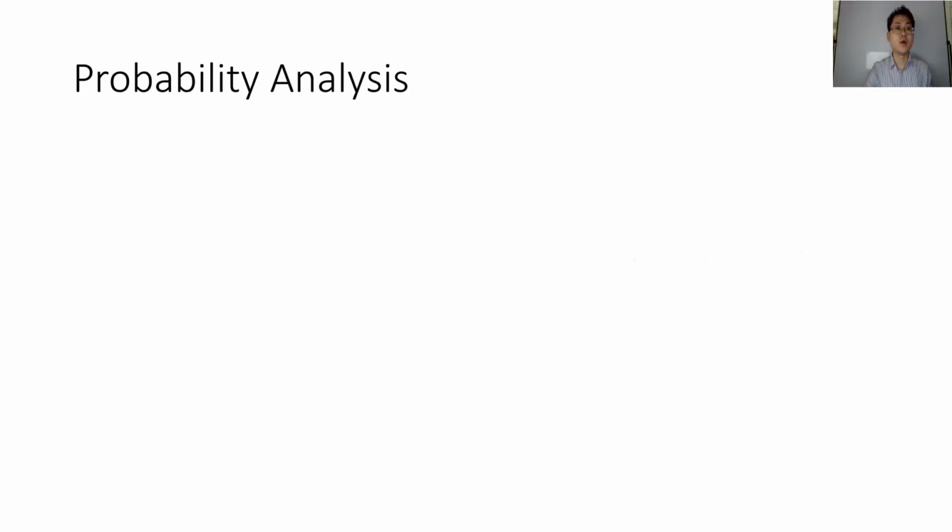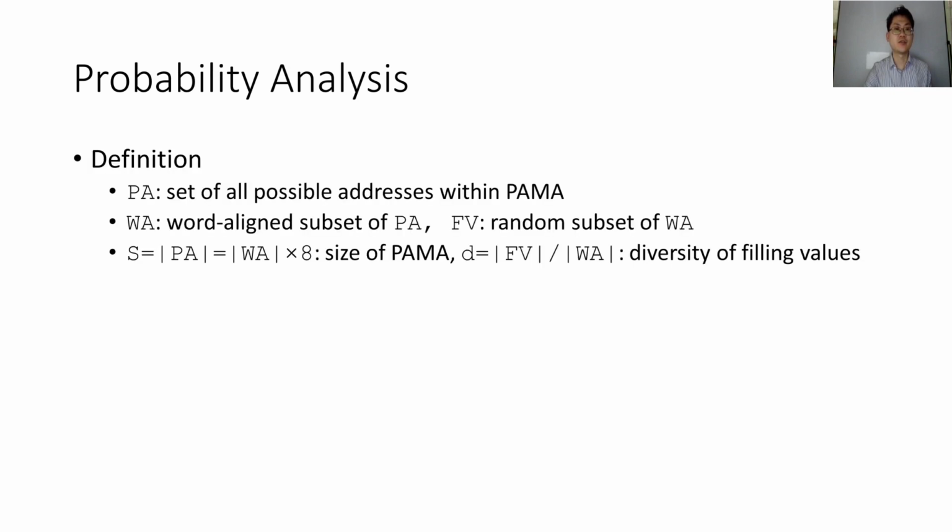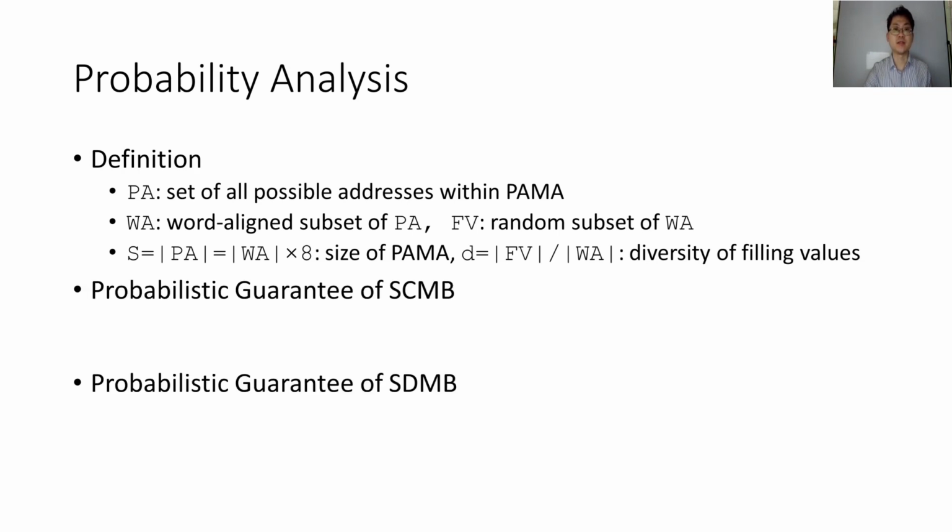Now we perform probability analysis on the soundness of PMP. To facilitate discussion, we introduce the following definitions. With these definitions, we study the probability guarantee of PMP for the SCMB and SDMB properties. Specifically, we consider 3 types of errors.